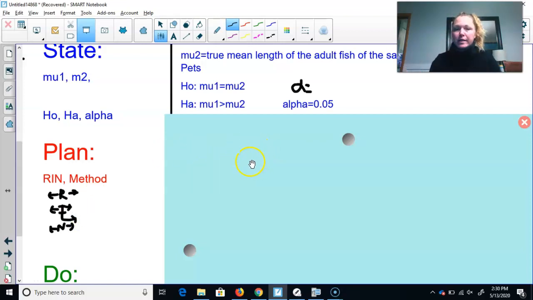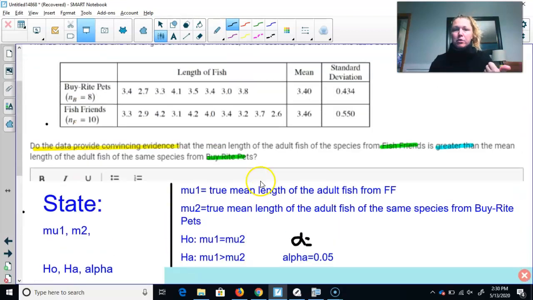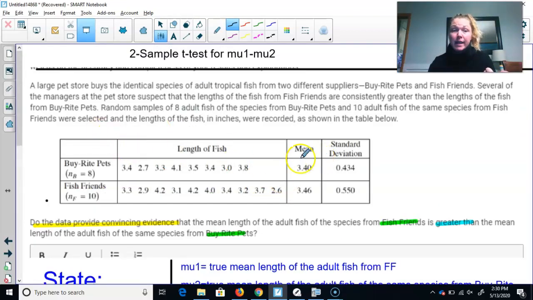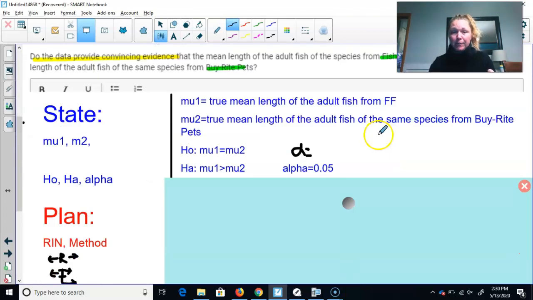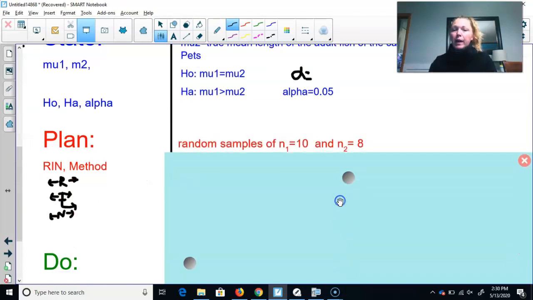So let's RIN twice. R is for random. Is there a random sample? And I believe it is stated random samples of 8 and random samples of 10. There we go. Okay, so we put random samples of n1 is 10 and n2 is 8.